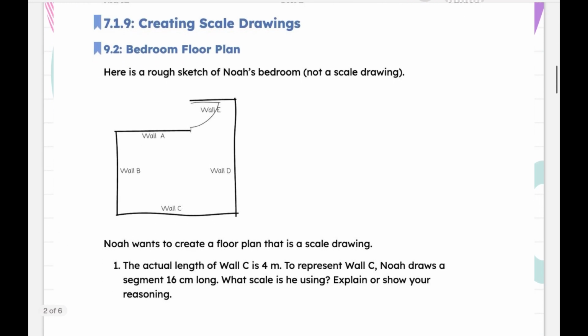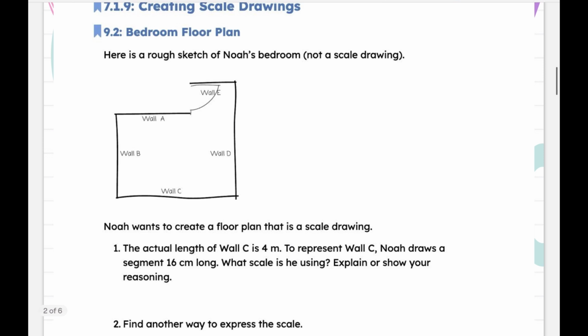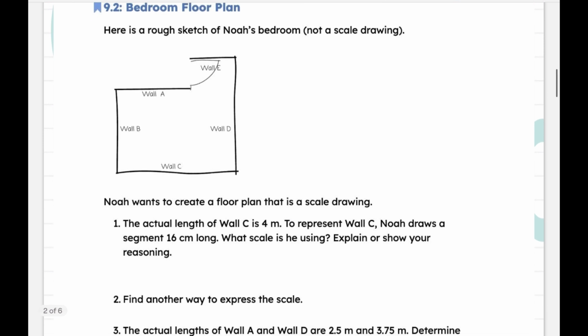To begin, we can see a rough sketch of Noah's bedroom. Please note, this is not a scale drawing. Noah has just sketched out the general shape of his room so that he can see where the door is, and so that as he's measuring things, he has a place to document those measurements. He does want to take this information and actually create a scale drawing. We're going to help him out.